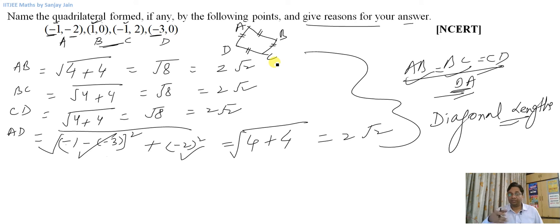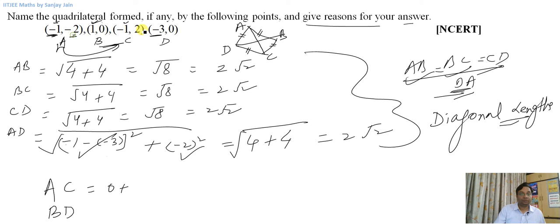I can simply, by looking at these four sides being equal, some students can directly say that this is a rhombus, right? But now that I've shown that four sides are equal, I just need to check whether these diagonals are equal or not, AC and BD. So let's first of all calculate the lengths AC and BD. So what is the length AC? Minus 1 minus of minus 1 will become 0, right? So 0 squared is 0 plus minus 2 minus of 2 which will become minus 4, squared, that is 16. So the square root of 16 is 4.